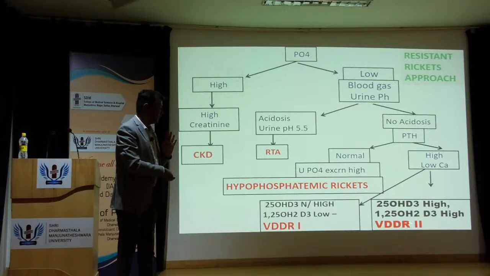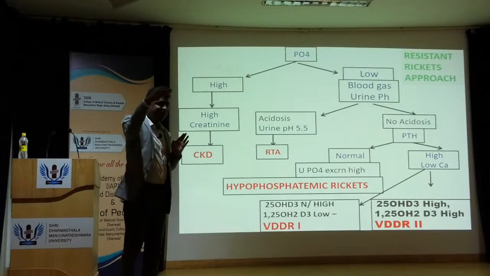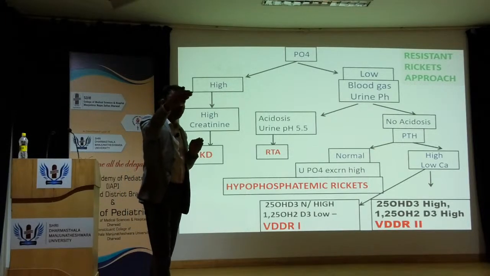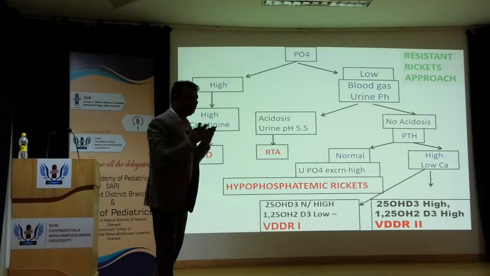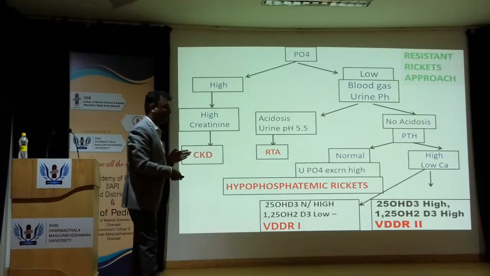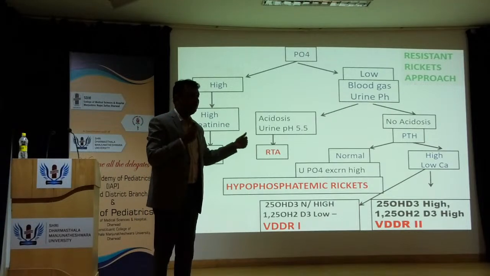The problem is at the receptor level. Why these will be high is because of the positive feedback. Because there is resistance at the receptor, no action is happening. So what happens is positive feedback keeps pushing these enzymes higher and higher. What are those enzymes? 25 hydroxylase enzyme and 1,25 dihydroxylase enzyme.